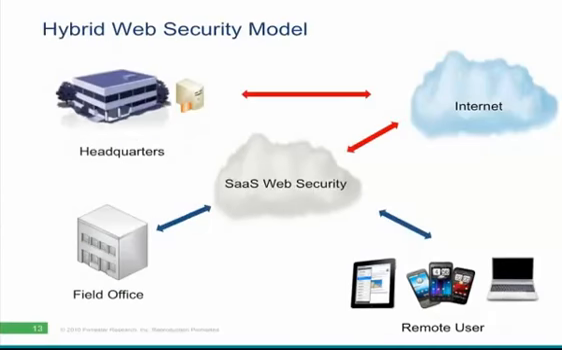And then let's talk about the hybrid model. The hybrid model has the mixture, obviously, of both the traditional approach as well as a cloud-based approach. In the hybrid model, your headquarters has a device, your field offices can connect directly to the cloud, or a field office, if it's a significant size or there's a particular use case, which we'll talk about in a little bit more detail, could also have an appliance at it. And your remote users in the hybrid model are obviously going to connect directly to the cloud.